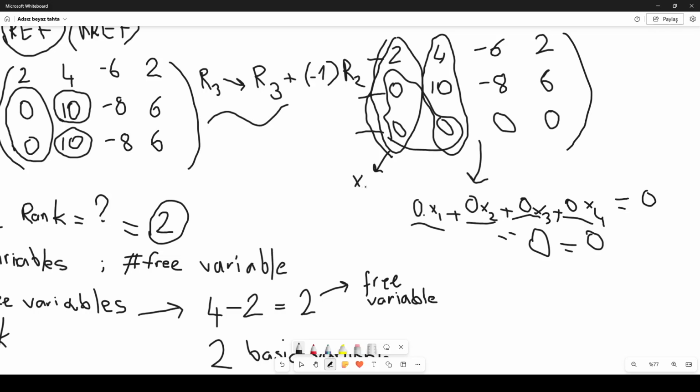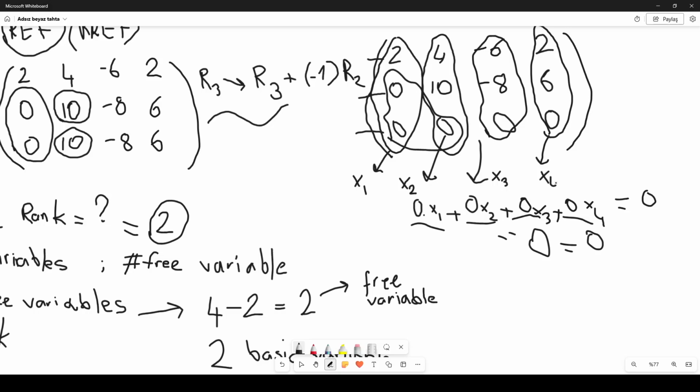So it's just like the coefficients of x1. The second column represents the coefficients of the second unknown variable x2, the third column represents the coefficients of the third unknown variable x3, and the fourth column corresponds to the coefficients of the fourth unknown variable. All right, so in other words, each column represents one of these unknown variables.